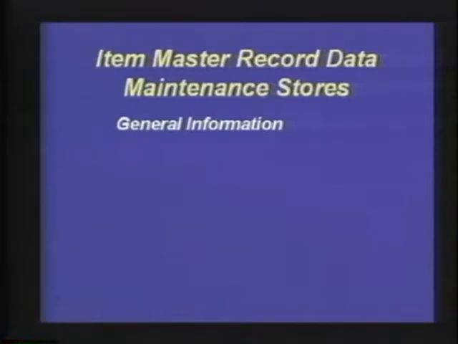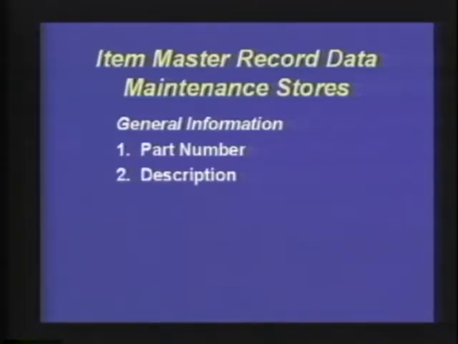We also have in the item master record what we call some subtopics or subheadings. The first subheading is general information. General information says that all of these 4 planning activities will probably use this information. The first one is the part number. The second one is the description. The third is the unit of measure, and here we're addressing the different units of measure.